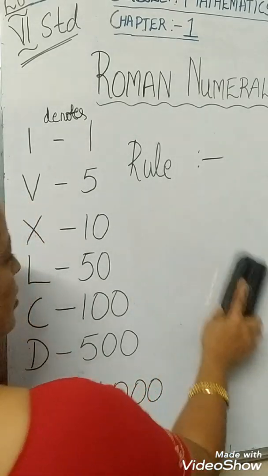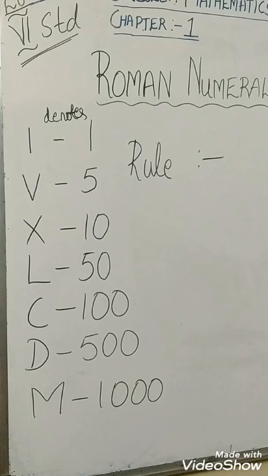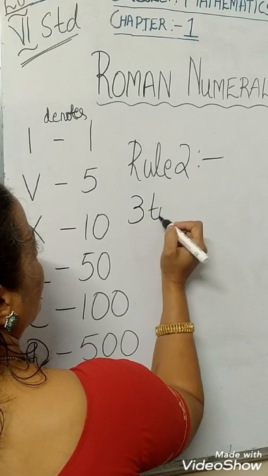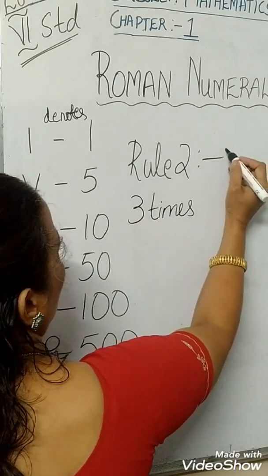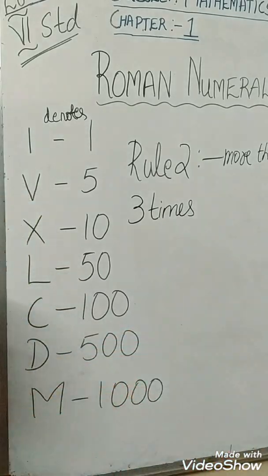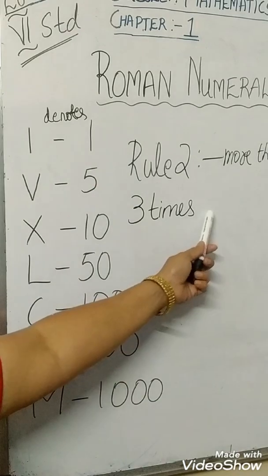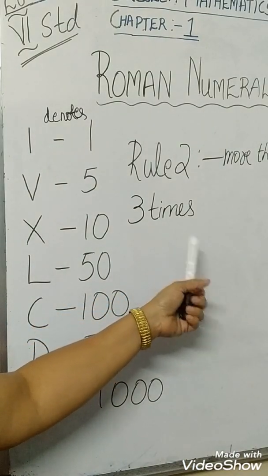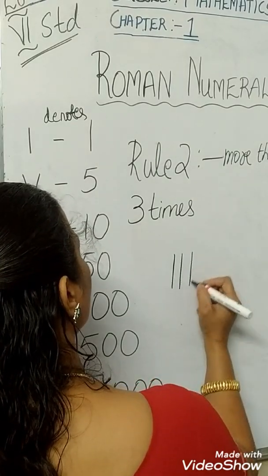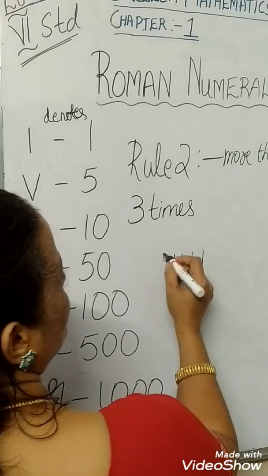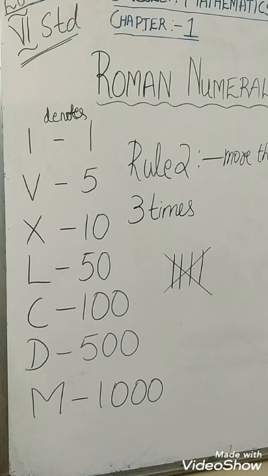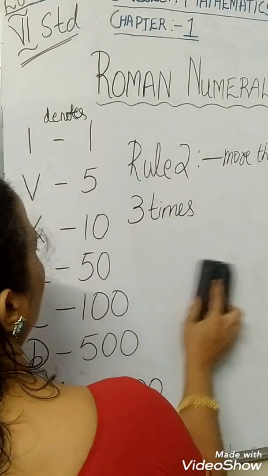The second rule tells that no symbol is repeated more than 3 times. It is never repeated more than 3 times. For example, to write 4, we don't use the symbol I 4 times. This is wrong. We'll learn how to write 4 in the next rule.